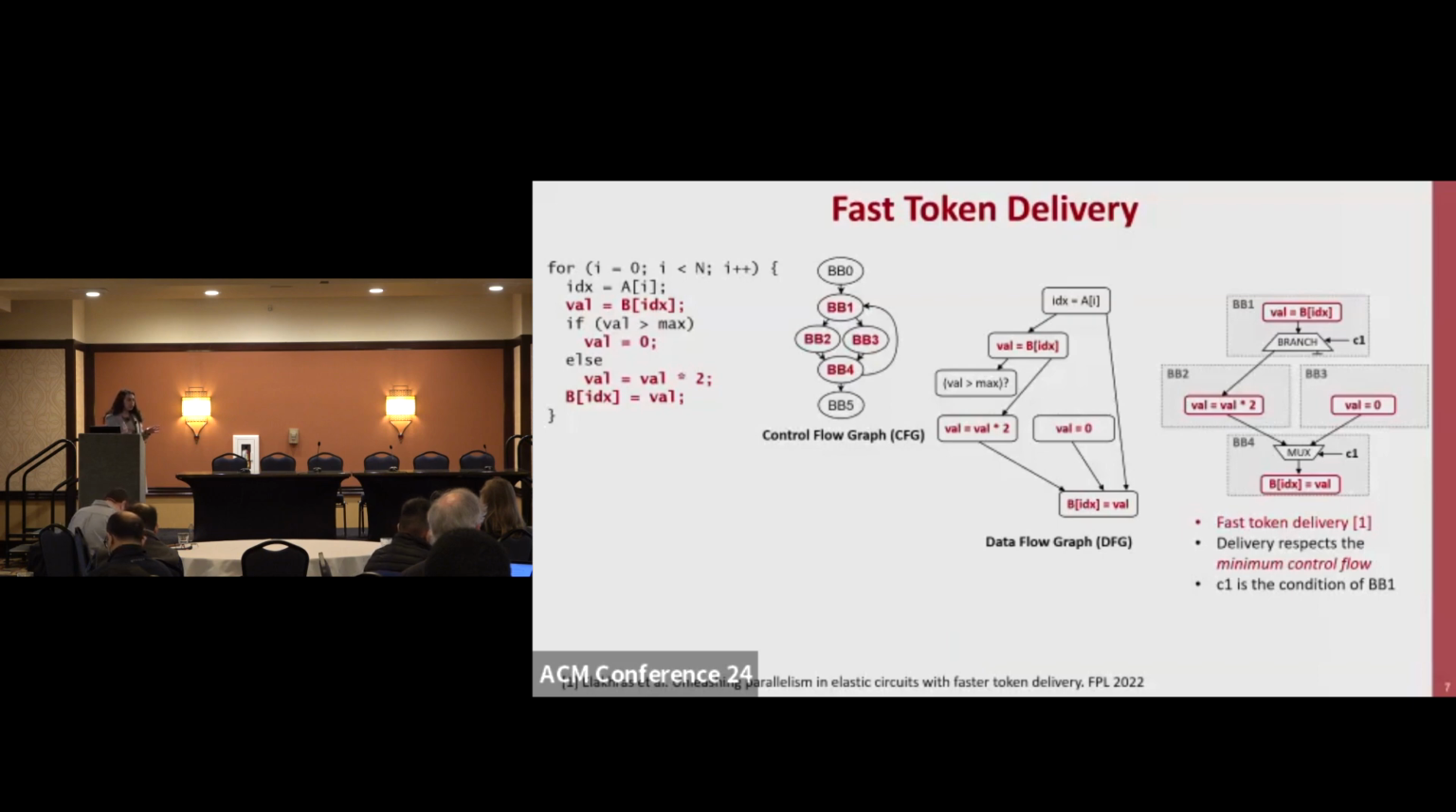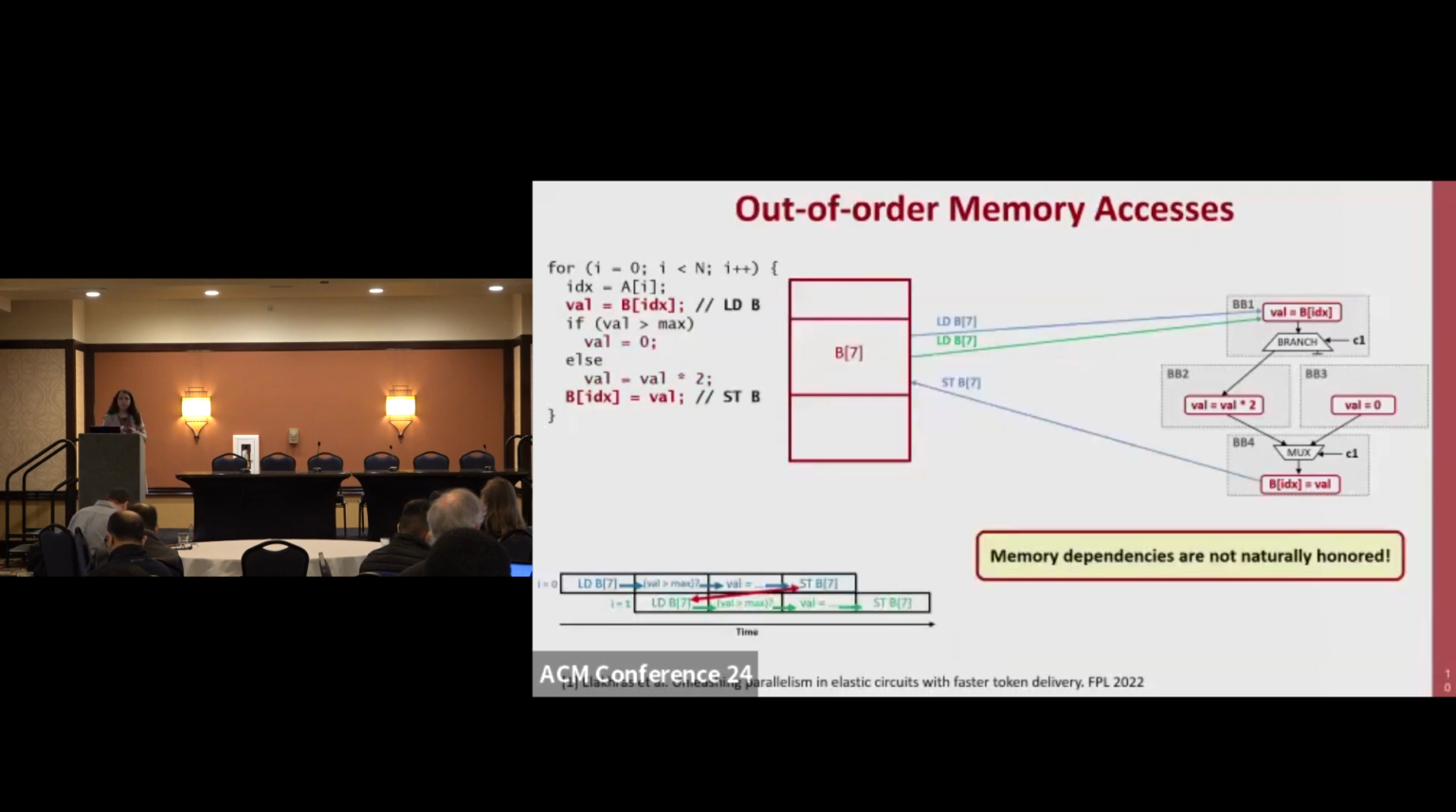So this circuit nicely honors the data dependencies, but unfortunately, it does not honor the memory dependencies. As you can see here, there are two memory operations, load B and store B, and naturally, data flow circuits do not honor memory dependencies because they have out-of-order execution. For instance, in this example, nothing in this circuit prevents the green load that corresponds to the I equals 1 iteration from happening before the blue store that corresponds to the I equals 0 iteration. And of course, this is wrong.